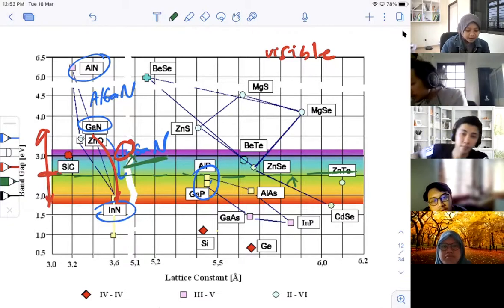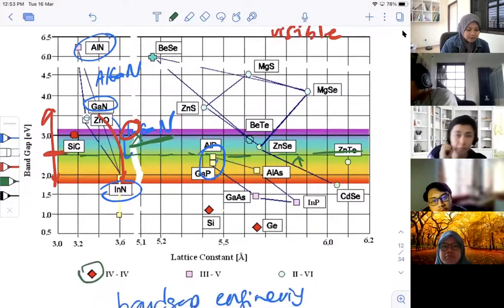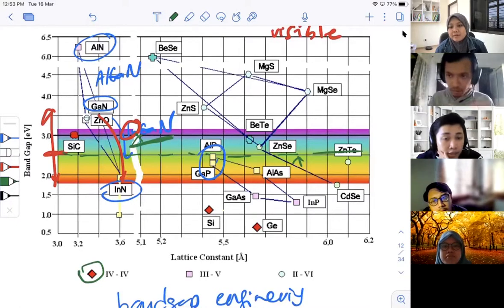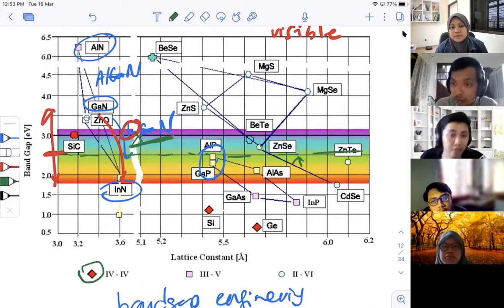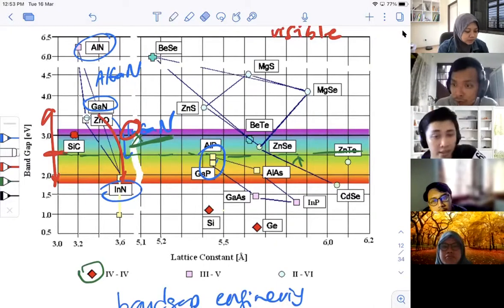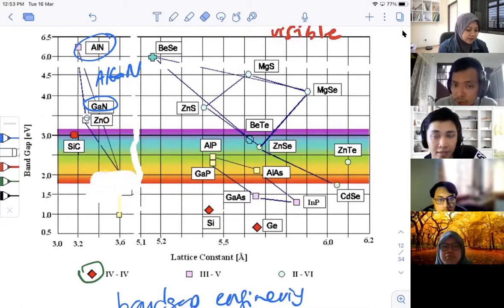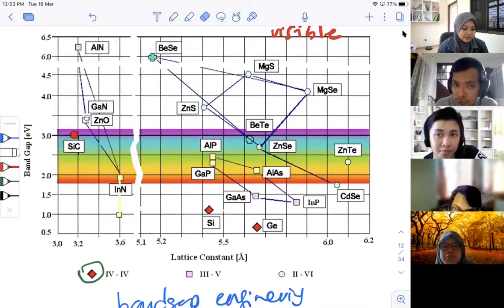And then they make color here, and red here. Madam. Yes. Can I ask what is the significance of having a smaller lattice constant or a larger lattice constant? What do you think? What do you think?